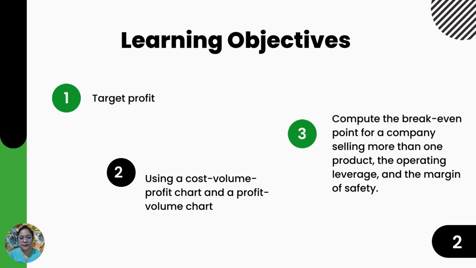Allow me to continue the discussion on CVP analysis. Our learning objectives will cover three aspects. First, on target profit. Second, using a cost volume profit chart and a profit volume chart to determine the break-even point and sales necessary to achieve a target profit. And three, compute the break-even point for a company selling more than one product, the operating leverage, and the margin of safety.